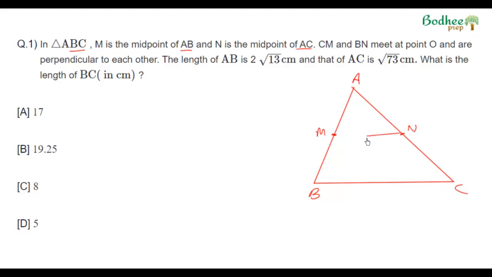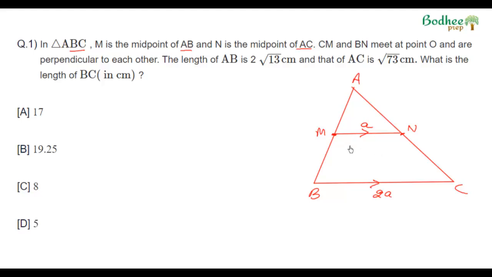Definitely, if we join them, then from the midpoint theorem we can say that these two would be parallel, right? And MN would be half of BC. So here itself, let me assume that MN is A, then BC would be 2A. Moving ahead, it says that CM and BN meet at point O and are perpendicular to each other.